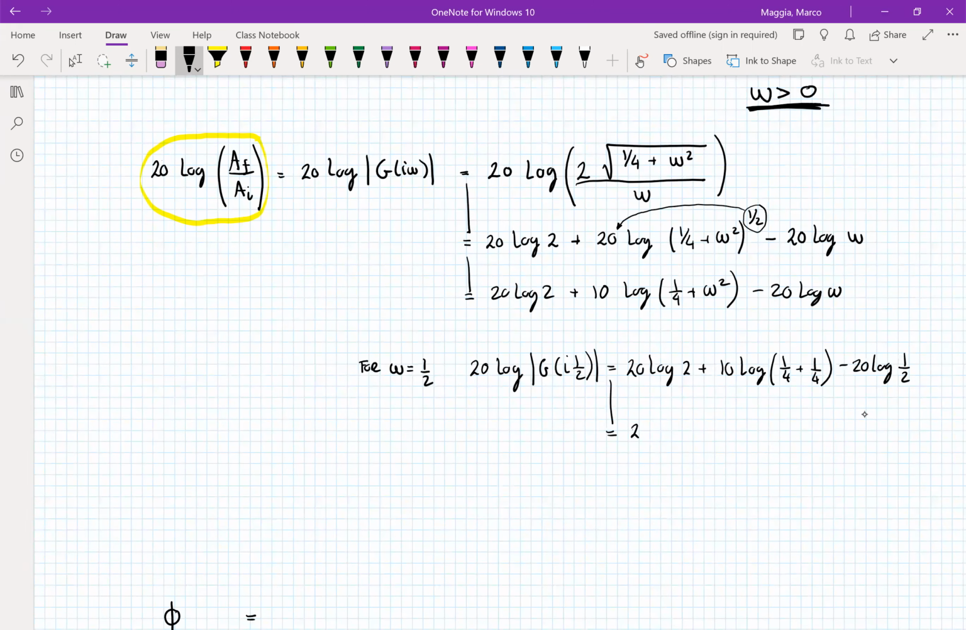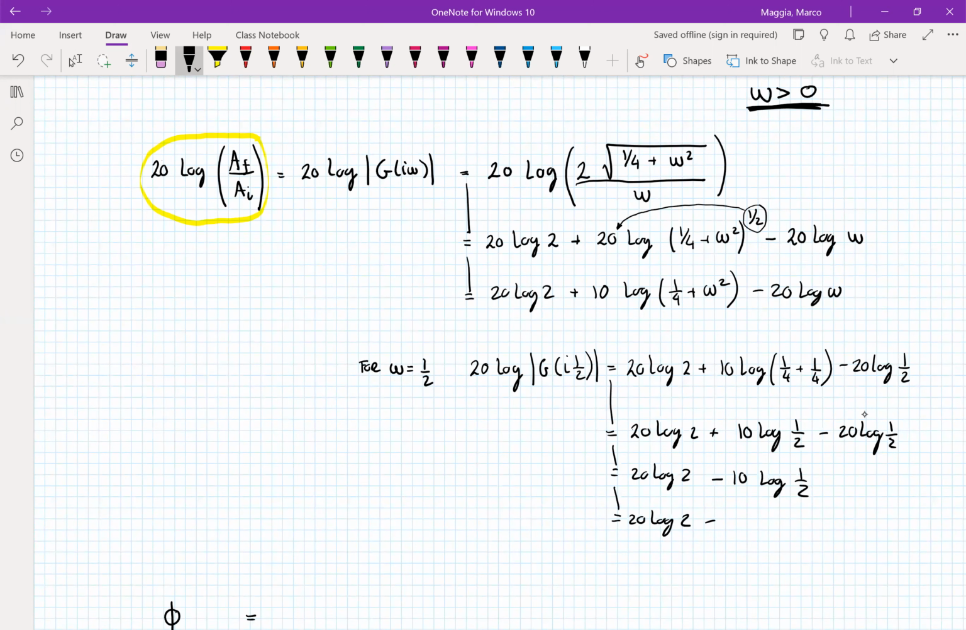This becomes 20 logarithm of 2 plus 10 logarithm of 1/2 minus 20 logarithm of 1/2. So that is really 20 logarithm of 2 minus 10 logarithm of 1/2, which is also equal to 20 logarithm of 2.